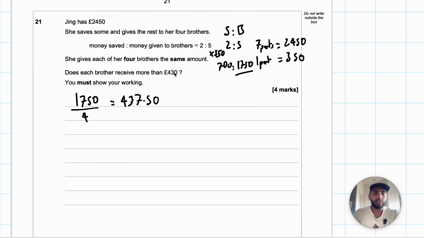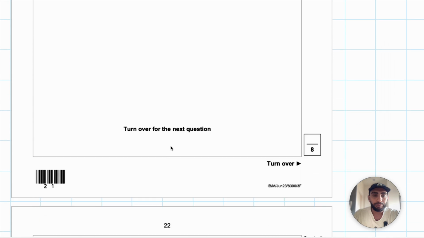Does each brother receive more than £430? So we've already answered the question. The answer will be yes, because £437.50 is greater than 430.